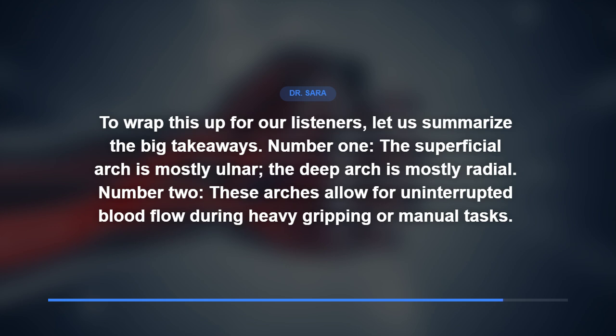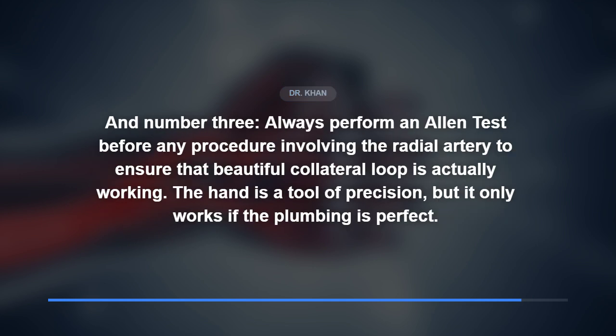To wrap this up for our listeners, let's summarize the big takeaways. Number 1, the superficial arch is mostly ulnar. The deep arch is mostly radial. Number 2, these arches allow for uninterrupted blood flow during heavy gripping or manual tasks. And number 3, always perform an Allen test before any procedure involving the radial artery to ensure that beautiful collateral loop is actually working. The hand is a tool of precision, but it only works if the plumbing is perfect.